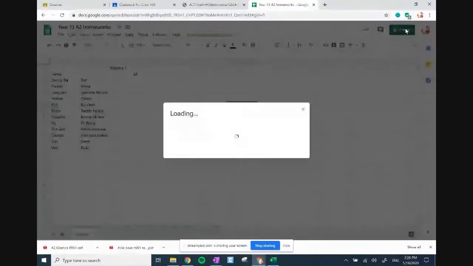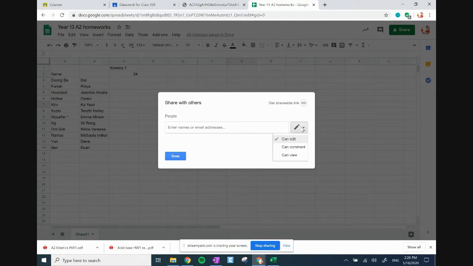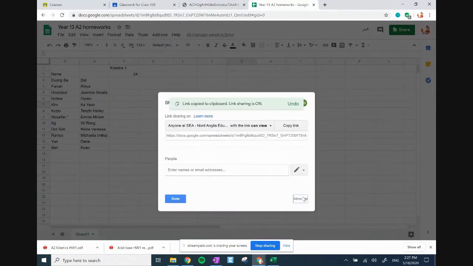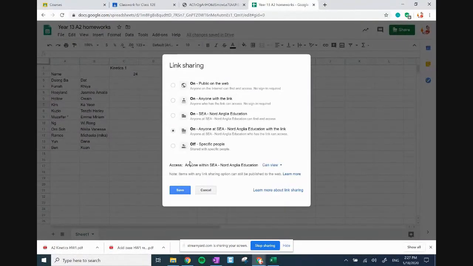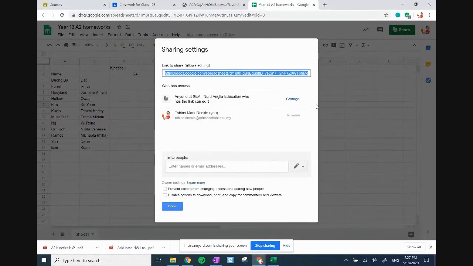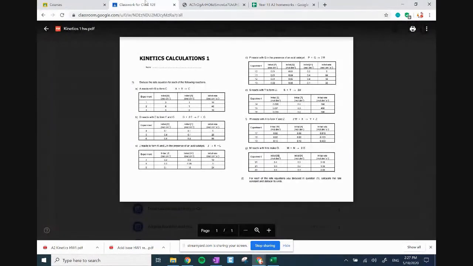There we go. Share. I want make can edit. Share advanced. Let's do advanced. Can change. I want them to be able to edit. Can view. Can edit. Save. Right, there's the link. See. And then I'll post that on the classroom.